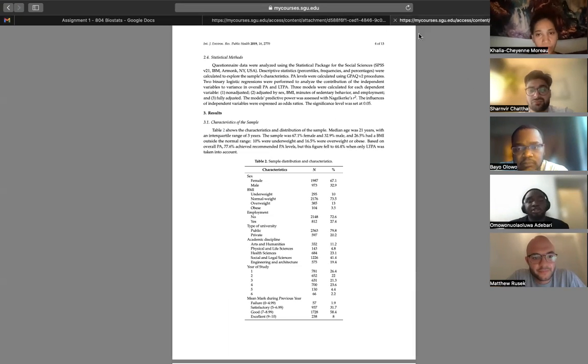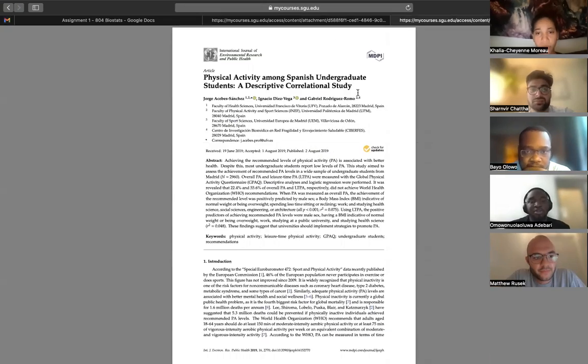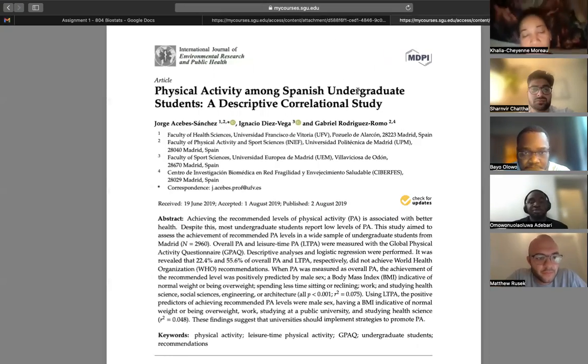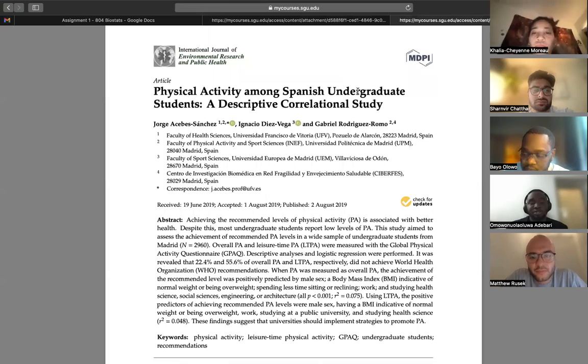So we're on to the next article, article 2. The first question is, what's the sample size of the study? The sample size is 2,960. The second question is, explain the sampling method used in the study. I think the sampling method is stratified sampling. In this kind of sampling, the researchers divide subjects into subgroups called strata, and the subgroups are based on the characteristics the subjects share.